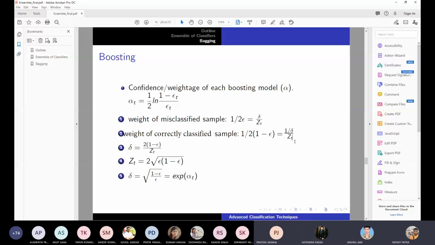Sir, repeat the last line. But what will be the value of delta, sir? Yeah, this I didn't derive. First, you understand these two steps. Yes, sir. Understood. Okay, I am going very slow.